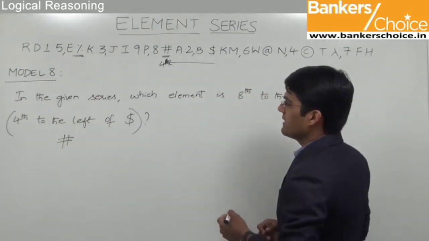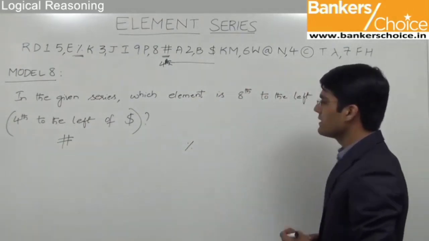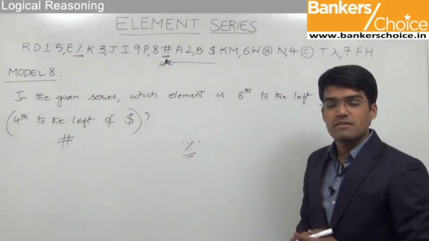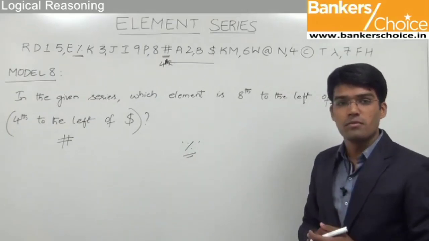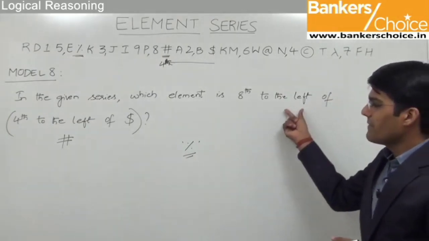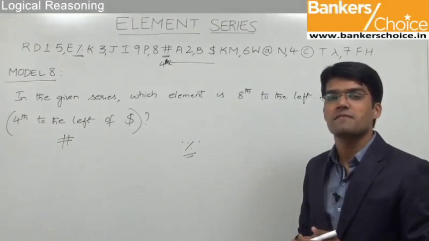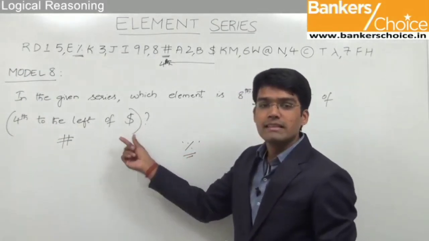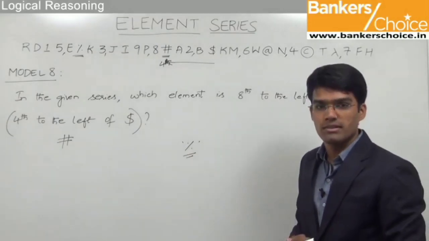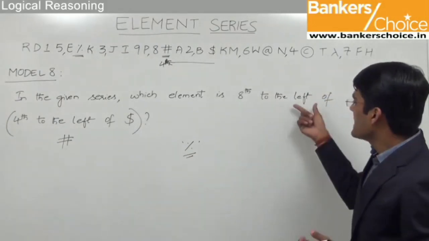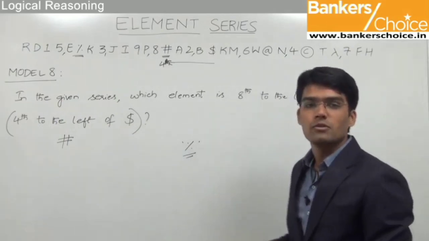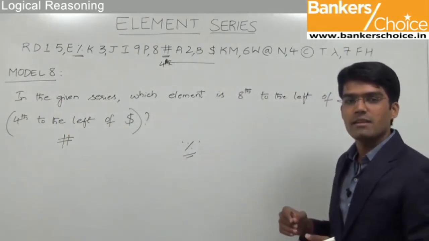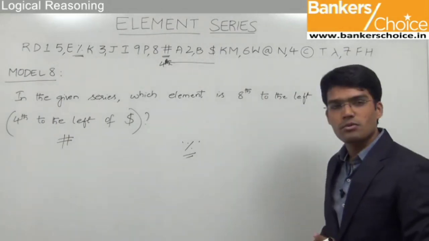So now we can say that the element which is 8th to the left of, fourth to the left of $, is percentage. So friends, if we try to compare this question with model number 4, there whenever there is a left and left combination, we have to take the difference of positions. But in this case, as the question is with respect to an element, the difference of the positions will not work out. Here what we need to do is, in case of a left and left combination, add the two positions. That is 8 plus 4 is 12. So the answer can be taken as 12th element to the left of $.